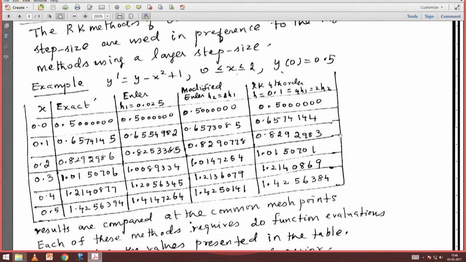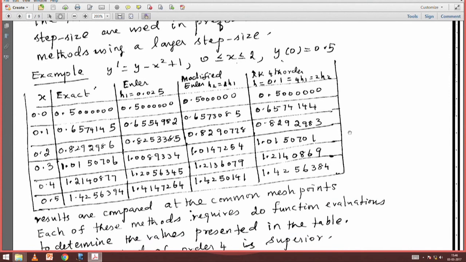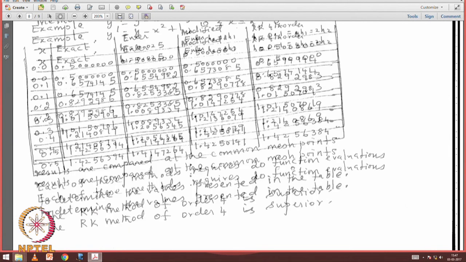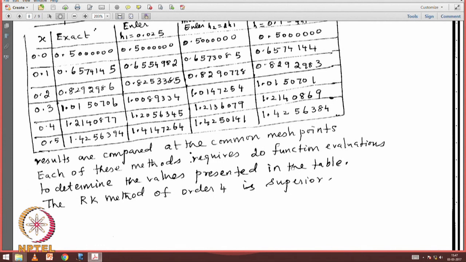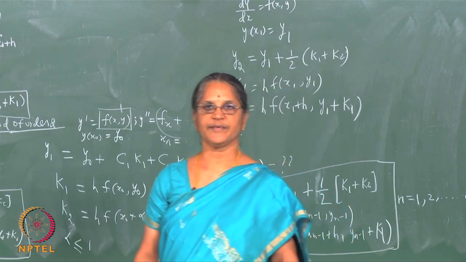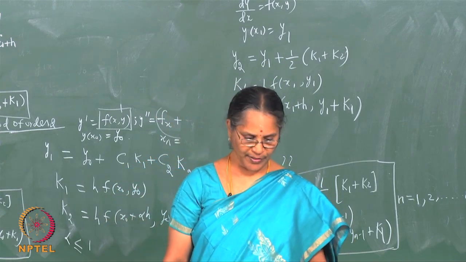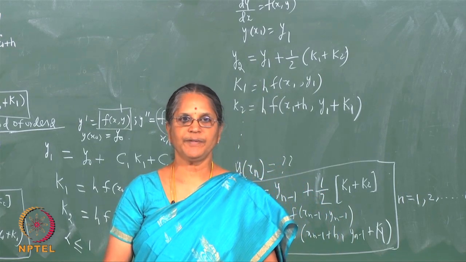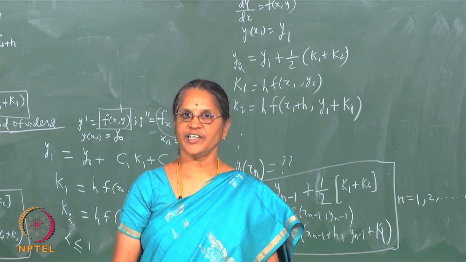So, the values of the function y, which are solutions to this differential equation subject to initial condition by various methods are presented, namely Euler's method and then Runge-Kutta method of 4th order and modified Euler's method, which is nothing but Runge-Kutta method of order 2. They have been presented at a set of points, and the RK method of order 4 seems to be superior to the other two methods. So, in practical applications, one uses Runge-Kutta method of order 4 in solving initial value problems which are governed by the first order differential equations.